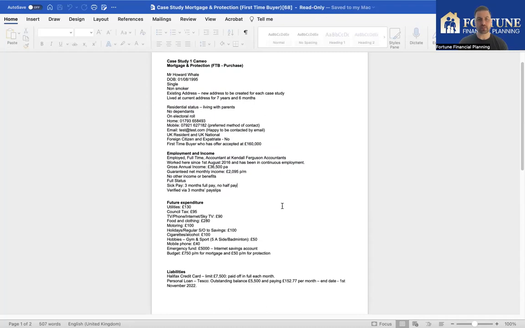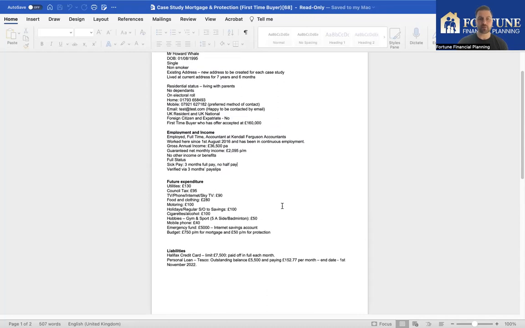Now, something really important to note there: he's got 3 months full pay and no half pay. So his employer is going to pay him for 3 months if he's unable to work due to accident and sickness. And you've got 3 months pay slips for him as well. So by means of the mortgage, of course, we can assess his affordability on that basis when it comes to making the offering in real life terms.